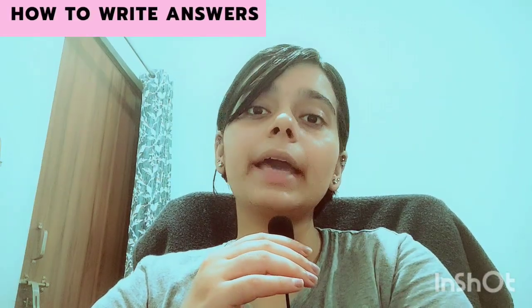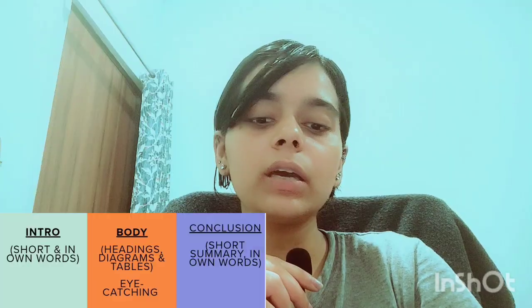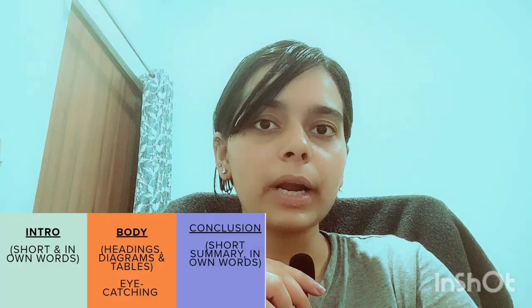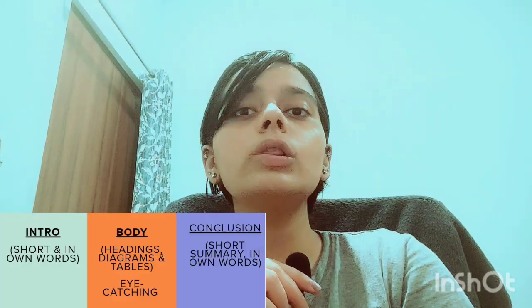How to write the body section? Make sure that it is eye-catchy. You can use some tables, you can use some diagrams. In the body, you have to ensure that you are using proper headings, and you are addressing all the parts which are asked in the question. Next part is the conclusion part. Try keeping it short and try writing it in your own words.